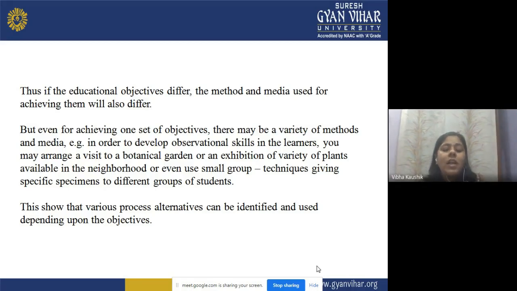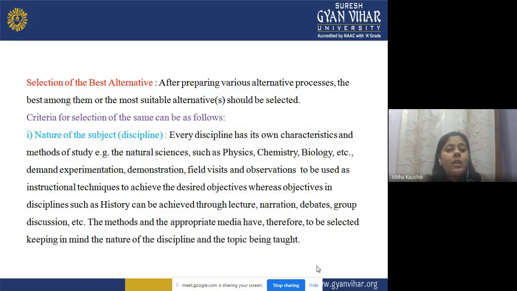Now, what they are saying is that there are various process alternatives available. We have to identify them and use them according to our objective. Now, the next one is selection of the best alternative. How do we select which will be the best alternative for teaching?